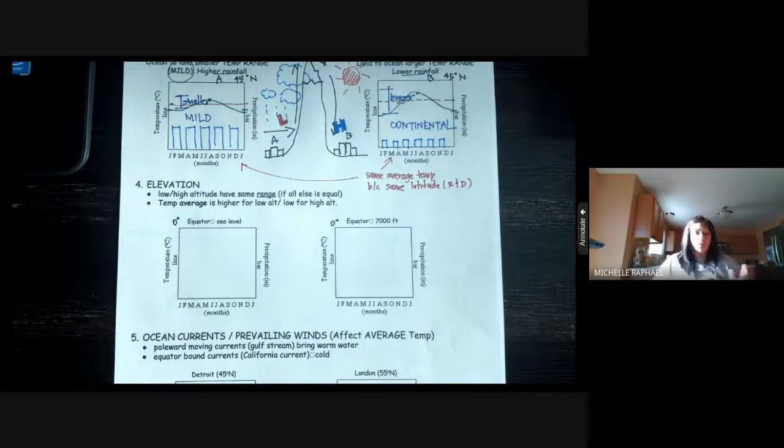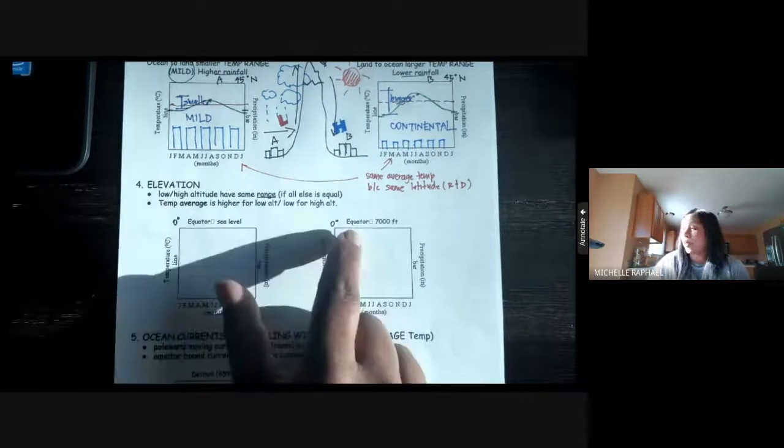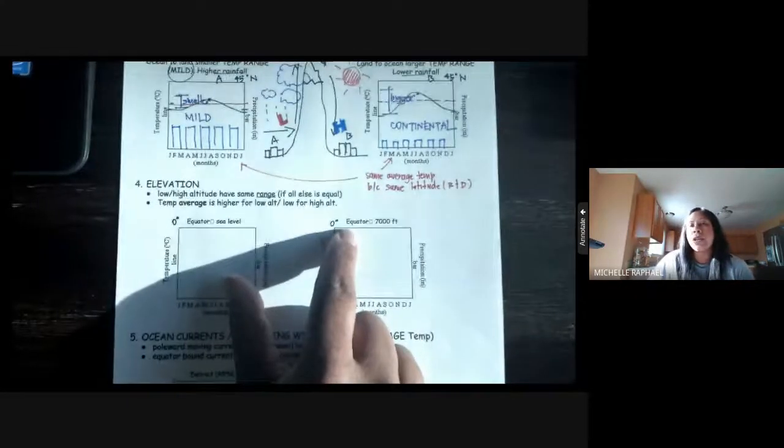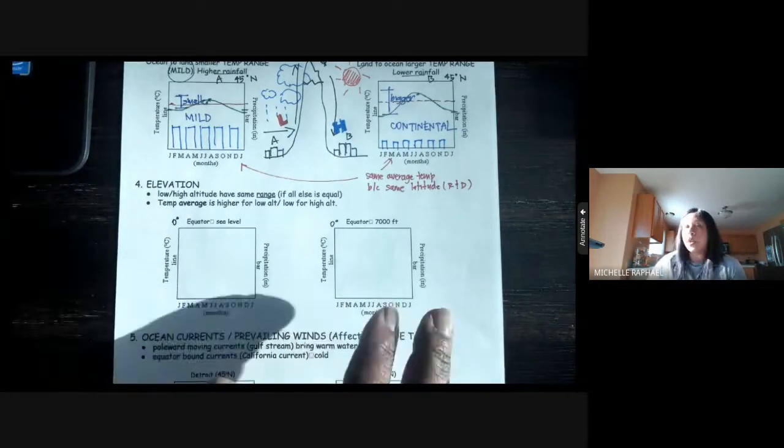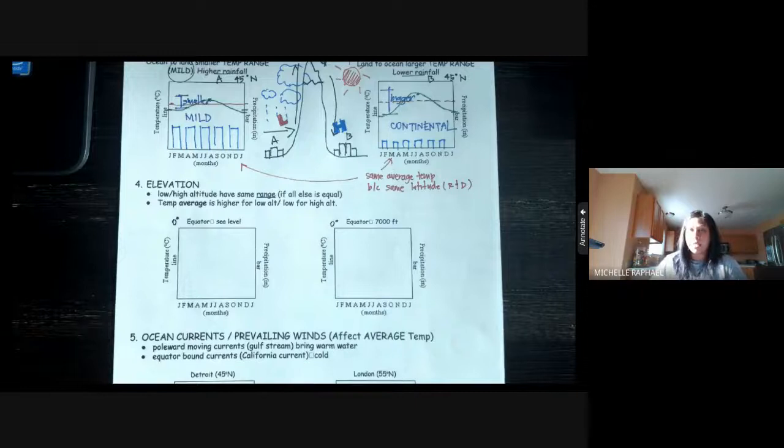And if you notice, both of these climate graphs are at the equator. So we're both at 0 degrees latitude. The difference between them is that one is at sea level and one is at 7,000 feet above sea level. When we looked at the first factor, latitude, one of the climate graphs was for the equator. So we know the temperature of the equator is really high.